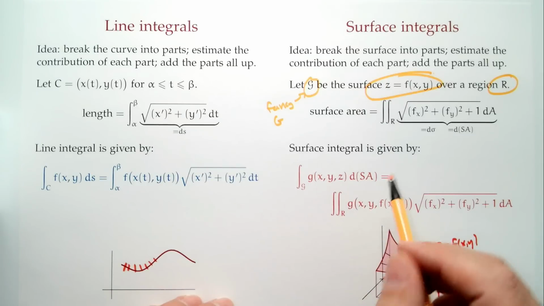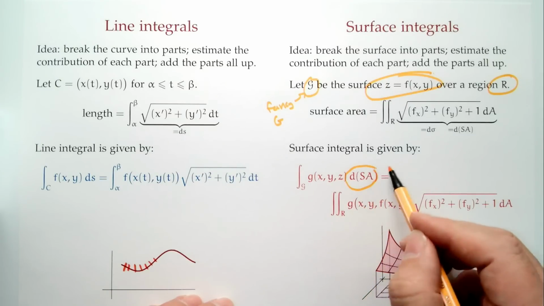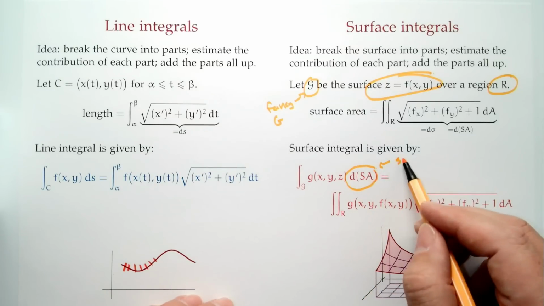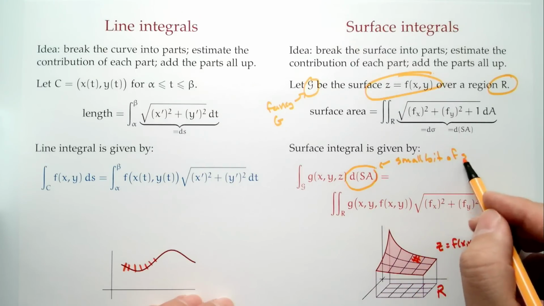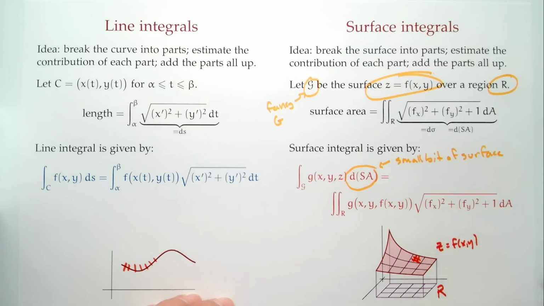Well, what does this part mean? Well, when I say dS, that's just shorthand notation for small bit of surface. So I usually like to think of the d as saying a small piece of. So dx, a small piece of x. Or arc length, ds, a small piece of length. So dS just says I'm chopping up my surface into small pieces, a small bit of the surface.